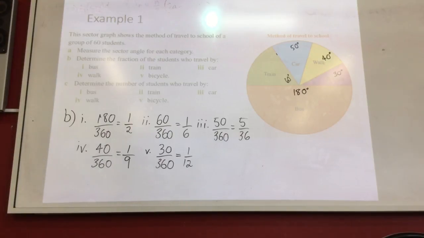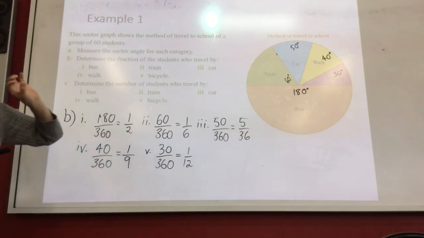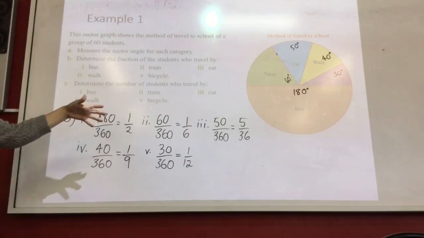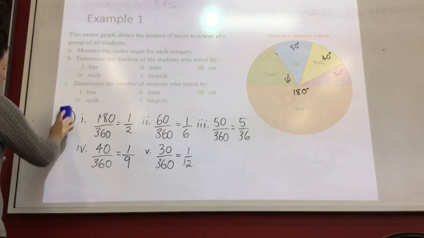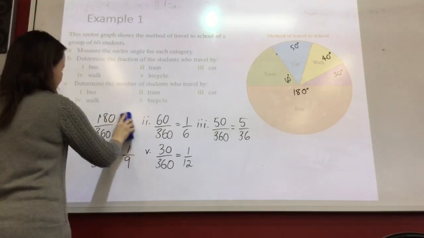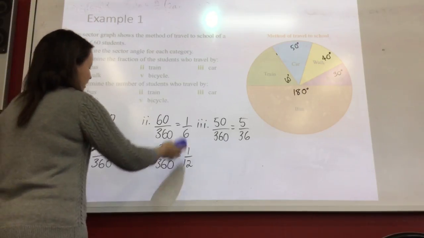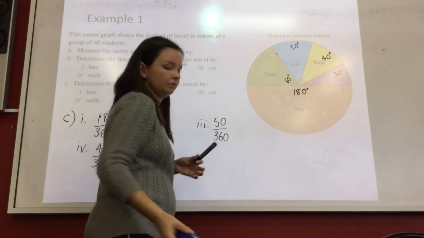Now in part C it says to determine the actual number of students who travel by bus, train and all that. In an exam, you're not going to find the fraction and then simplify. You're just going to have the fraction and multiply it by however many are there. So call this C. When you're in an exam and you've got questions like that, you don't actually need to simplify, unless it actually says simplify.